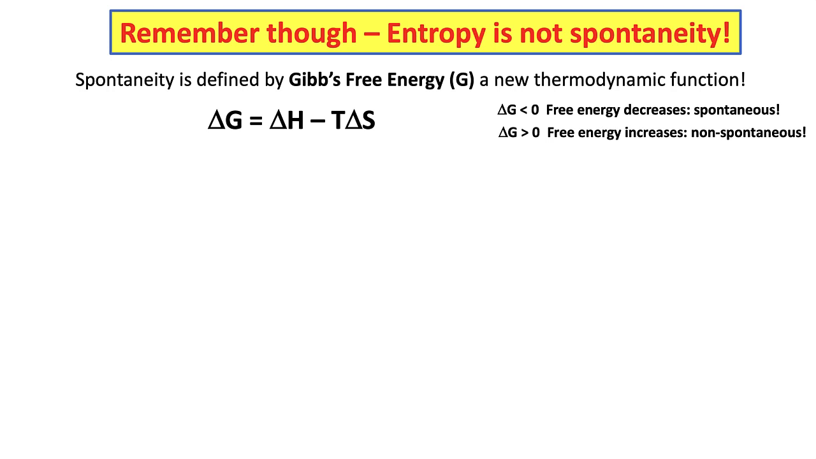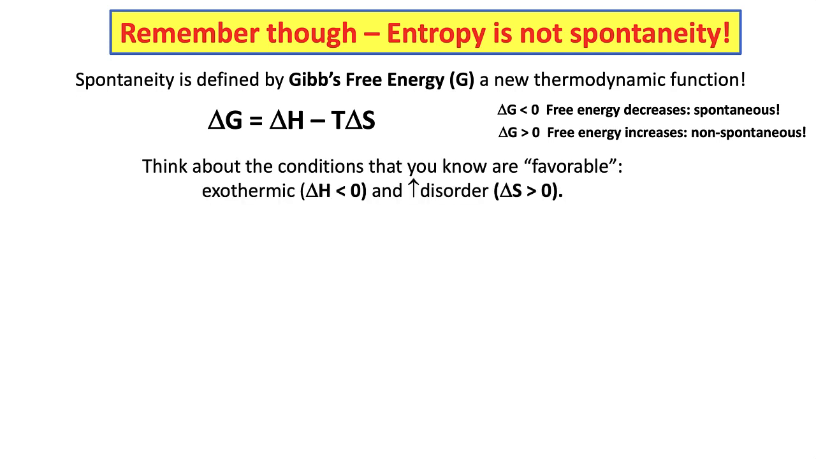If it's greater than 0, then the free energy change of a reaction is increasing, and it's going to be non-spontaneous. Let's think about the conditions that we know to be favorable. So if it's exothermic and the disorder increases, we've decided that exothermic is more likely to be favorable, and that increasing disorder is also more likely to be favorable.